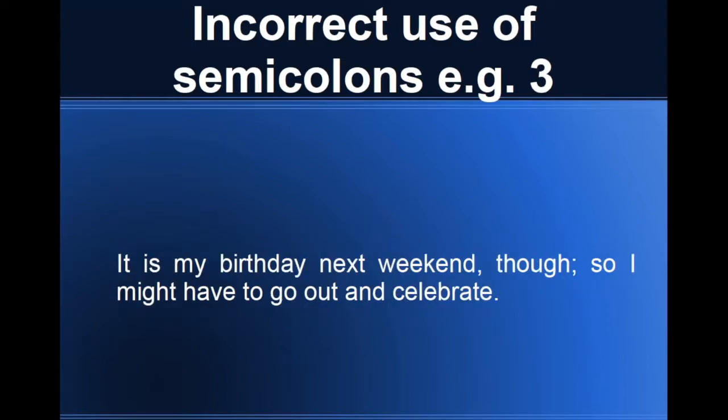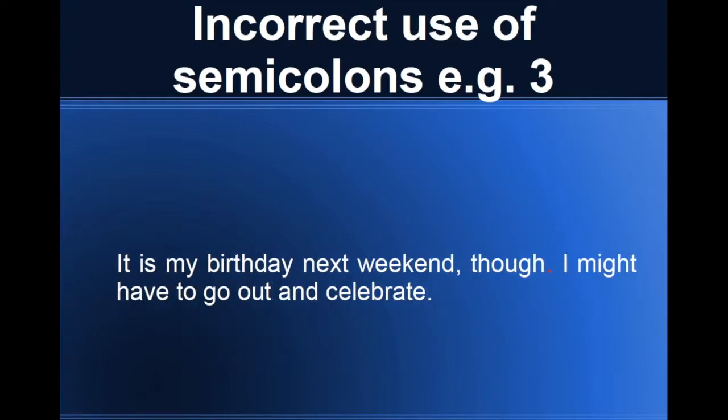Okay, next, it's my birthday next weekend though, so I might have to go out and celebrate. Okay, so the word so cannot follow a semicolon because it's just an ordinary conjunction. It has to come after a comma, so that's what you would use. Or if you wanted to make two separate sentences here, you could do that. Or use the semicolon. So basically, that's almost identical to the first example, the first incorrect example. All we've done is taken away the so. So now that second part could be independent.